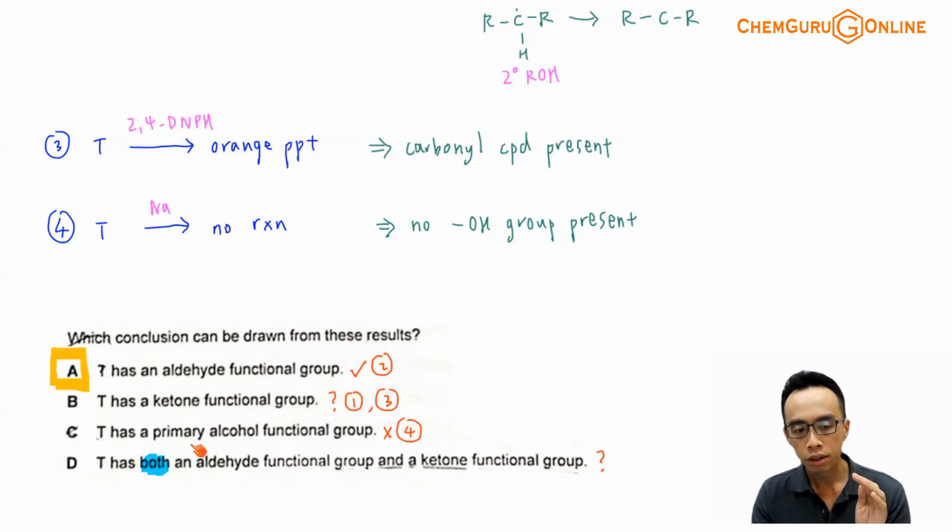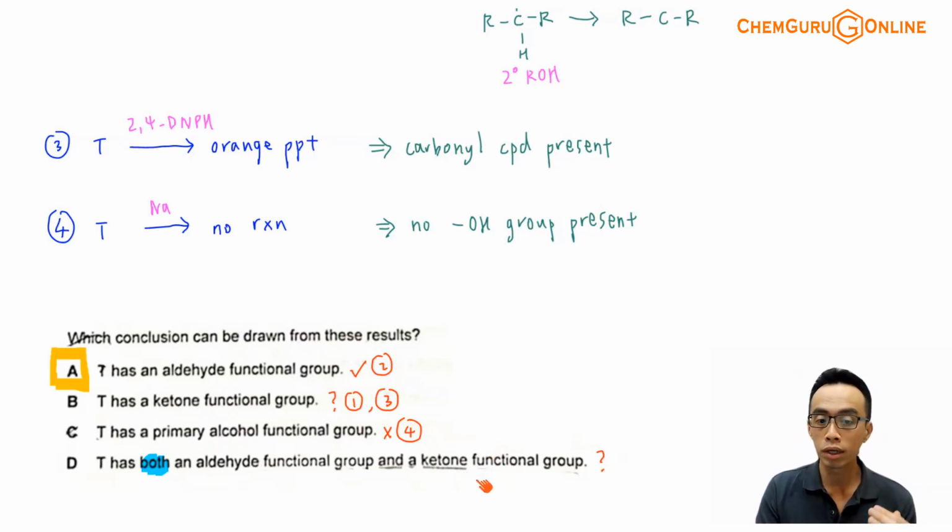Now C, T has a primary alcohol functional group, which is not true, because if I have an alcohol functional group, then I'll have hydrogen gas involved if I'm adding sodium to T. Then finally, D, T has both an aldehyde functional group and a ketone functional group. Again, that is possible. I know that aldehyde functional group is there, but the issue is I don't know whether this ketone functional group is there or not. So if I compare A versus D, again, A will be a much better answer.